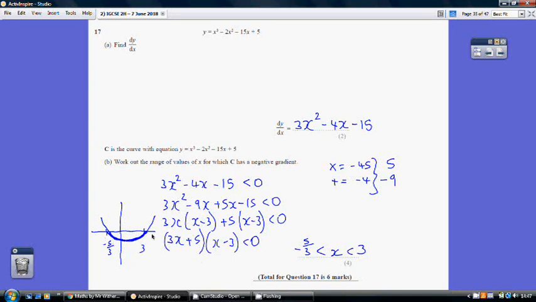Now I'd like to do a little sketch just to help me gather my thoughts on which values I require. So it's a positive parabola. This is a smiley face graph, the 3x squared, so it's a positive parabola. Roots at minus 5 over 3 and 3. Now I want all the solutions which are less than 0, so it's this stretch of points below the x-axis, so where x is less than 3 but greater than minus 5 over 3.